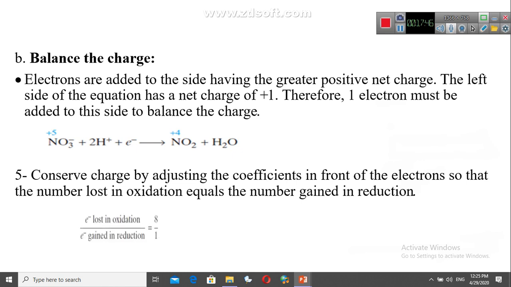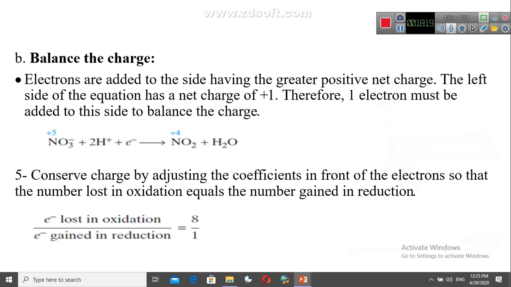Look at the number of electrons lost in the oxidation half reaction: 8 electrons. But in the reduction half reaction, the number of electrons gained is equal to 1 electron. Then the number of electrons is not balanced.